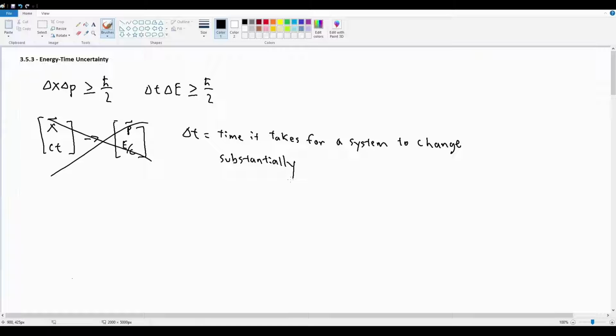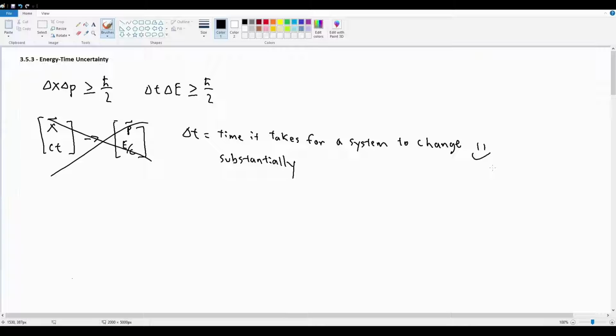He doesn't really give an explanation for why he defines it this way, but it turns out that it is the correct way to do it, and the proof will work out in a very nice way if we define time as this. If we instead consider time as the time it takes to take a measurement or something like that, then the proof doesn't work, and you're stuck with nothing. So we're just going to take his word and say, okay, sure, I will take your word for this, Griffiths, and I will believe that delta t is in fact the time it takes for a system to change substantially. So that's our first problem out of the way.